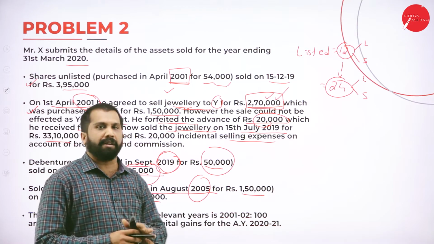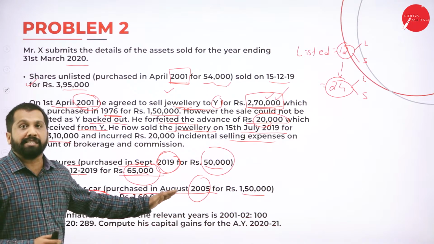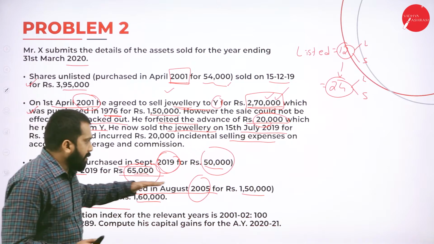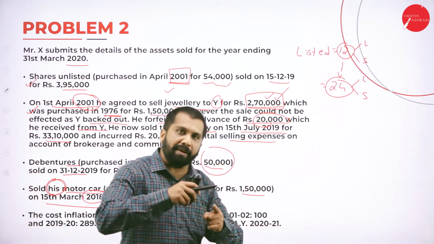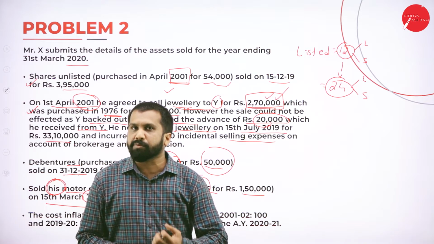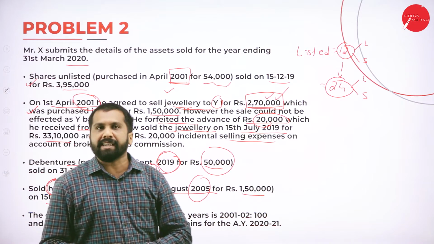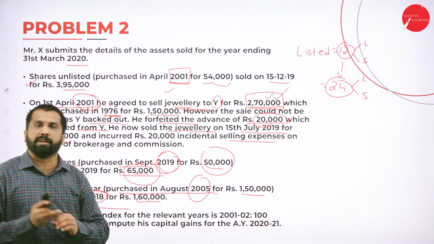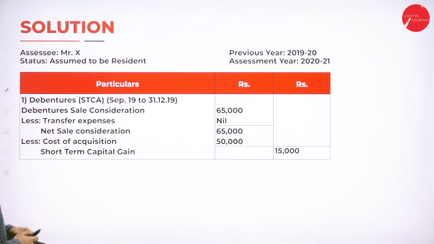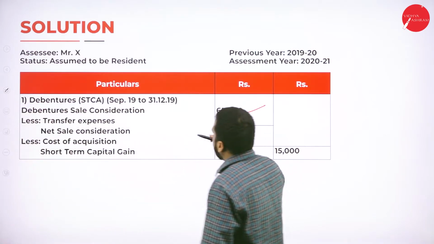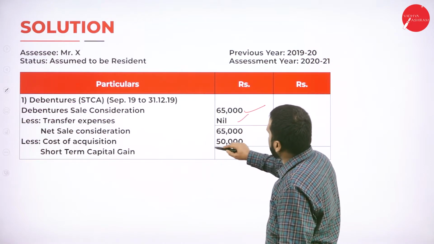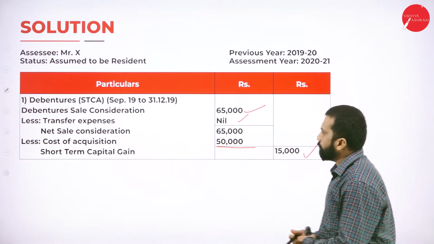Is it a long term or short term? Short term. And remember, for debentures, what is the time period? 36 months is the time period. So why is it 36 months? Again, go back to your second session. In that I have explained why it is 36, why it is 24. Please go back to the previous session, watch it and continue. See, debenture 65,000, no expenses, 65 minus your cost of 50, the answer is 15,000.